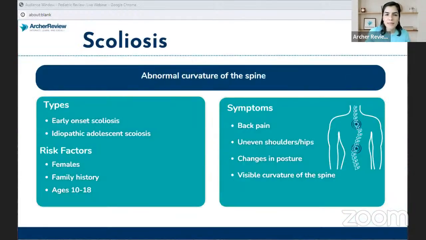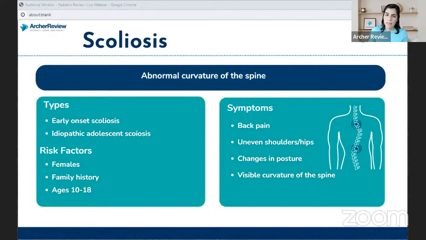So scoliosis, this is something that we're all pretty familiar with. This is something you're going to screen at every visit. So that abnormal curvature in the spine, especially starting at age 10. In our females, they're more at risk. So 10 to 18, you have two different types of scoliosis, early onset and idiopathic adolescent.